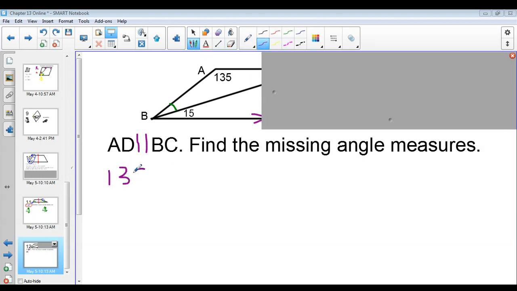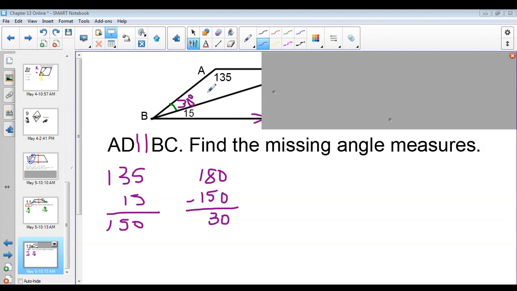So I have so far 135 degrees plus 15 degrees. That's going to give me 150 degrees. And then when I do 180 minus 150, I'm going to be left with 30 degrees. And that's going to be the measure of this little angle piece right here. So I use the rule of 180 on this side of my trapezoid.